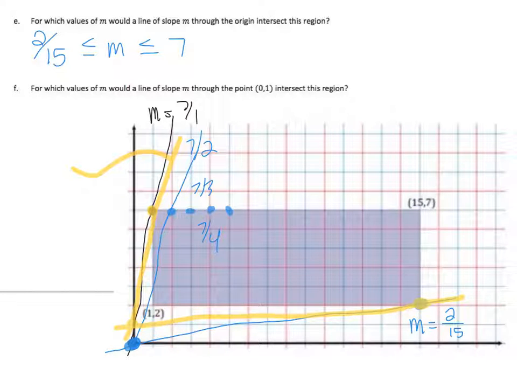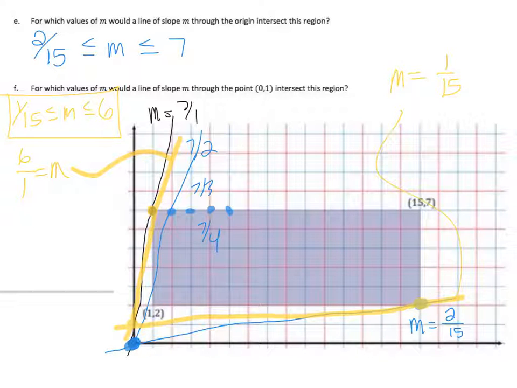I've got a rise of 6, a run of 1. So 6 over 1 is my slope, and this one would be a rise of 1, a run of 15. So my answer would be another range. My smallest number would be 1 over 15, and my largest slope would be 6. So between 1/15 and 6. So really I just translated my graph, right? I shifted it. The graph moved up by 1 unit. That's all right.